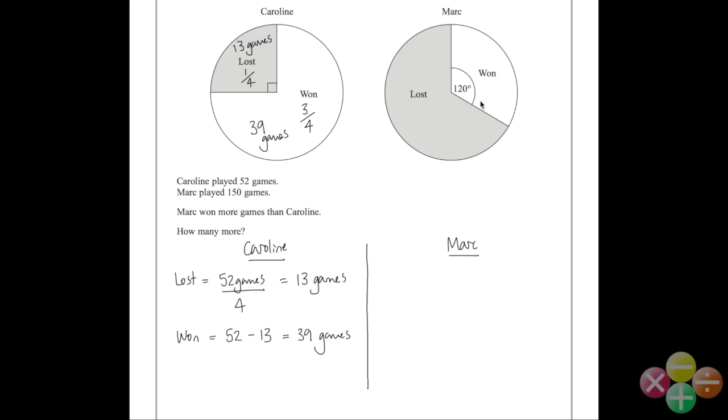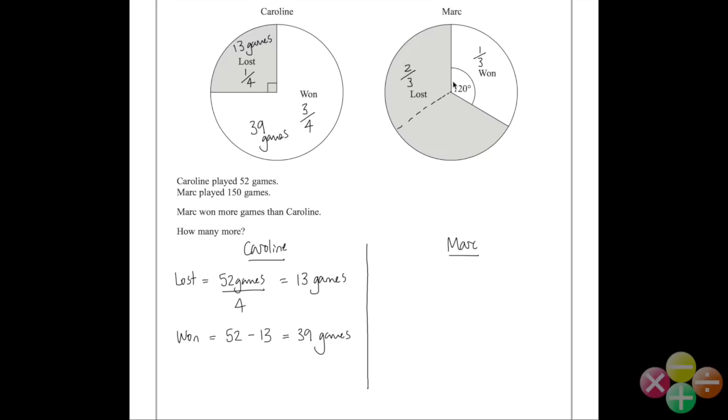Now let's move across to Mark. Now Mark's pie chart, I can see that he won 1/3 of his games. So he lost 2/3 and he won 1/3, because 120 degrees is 1/3 of a full circle.